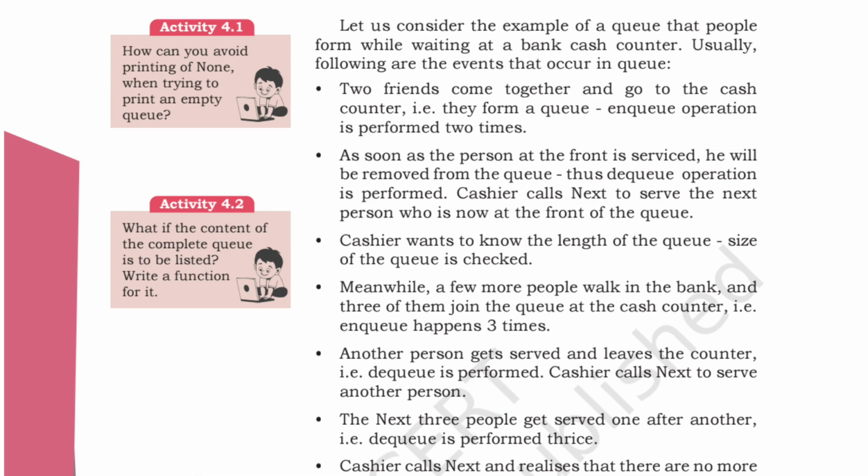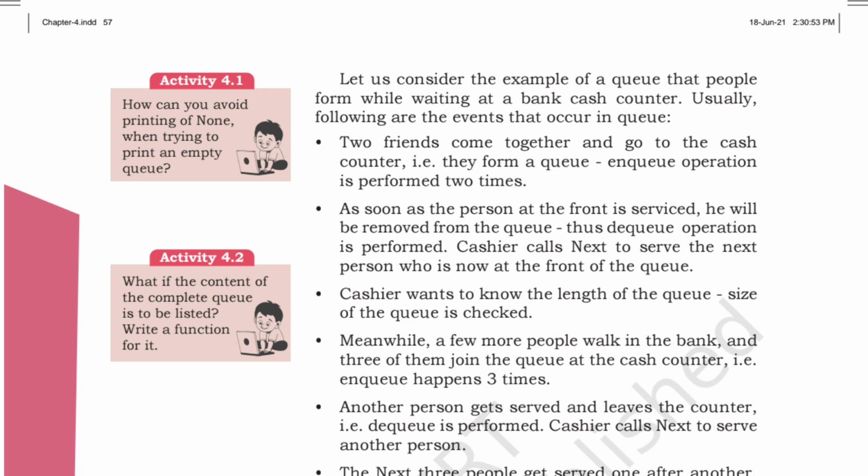So over here what you have to remember: two friends come together and get to the cash counter. Okay, they form a queue, right? And the NQ operation is performed 2 times. Then as soon as the person at the front is serviced, he will be removed from the queue. Okay, one person is done with his service, then he will be removed from the queue, thus the DQ operation is performed.